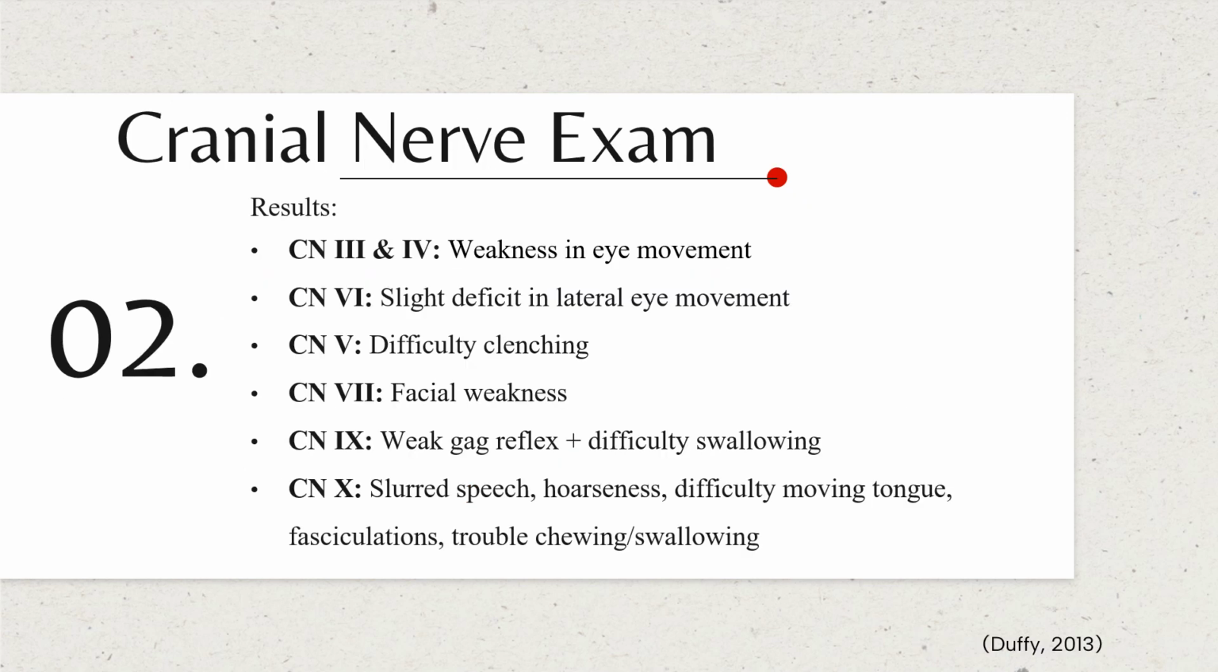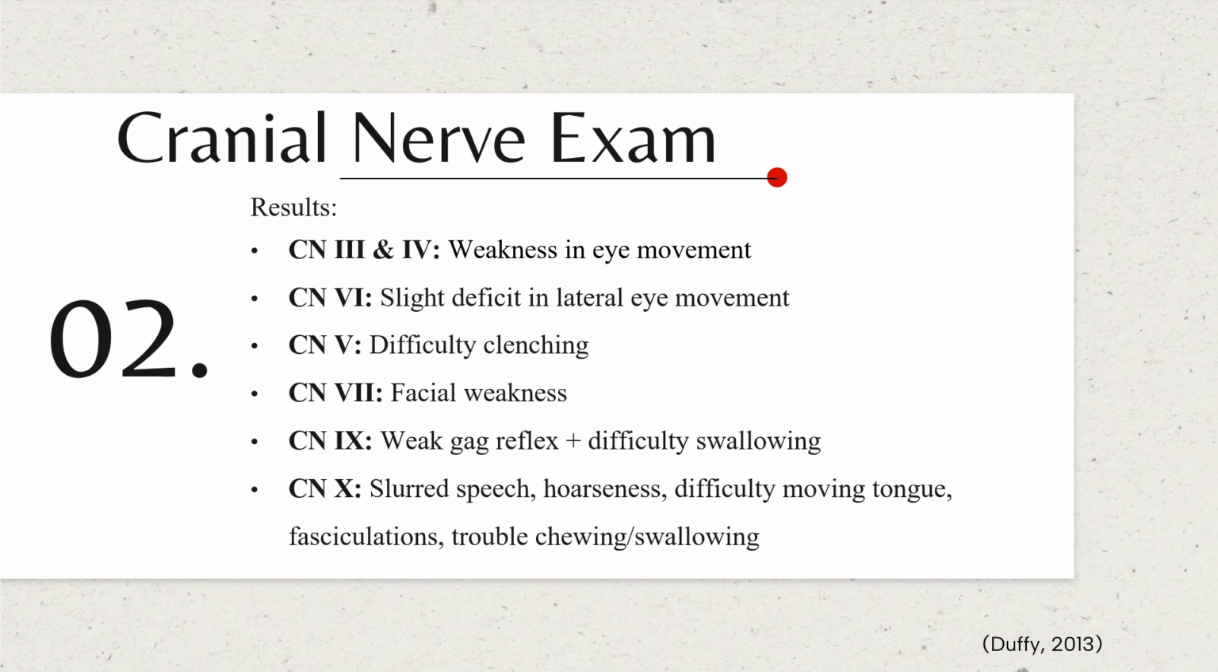Next, during the cranial nerve exam, we noted that the olfactory and optic nerves were unaffected. When testing for the oculomotor nerve and trochlear nerve, we noted some weakness in eye movement. In terms of the abducens nerve, there was slight impact in lateral eye movements. When testing for the trigeminal nerve, we noticed difficulty with clenching due to weakness in the muscles controlled by this nerve.